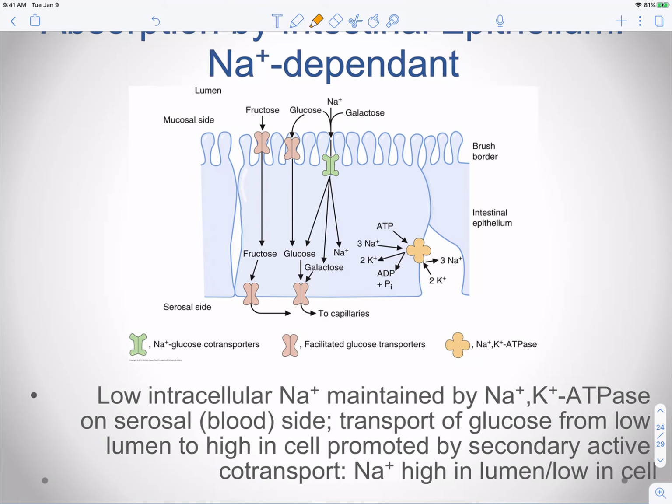So again, low intracellular sodium maintained by that pump on the serosal side. The transport is going to be from low sodium in the lumen, from low glucose to high in the cell, promoting the secondary active cotransport. Sodium high in the lumen, low in the cell, and so that's all done by that ATP transporter.